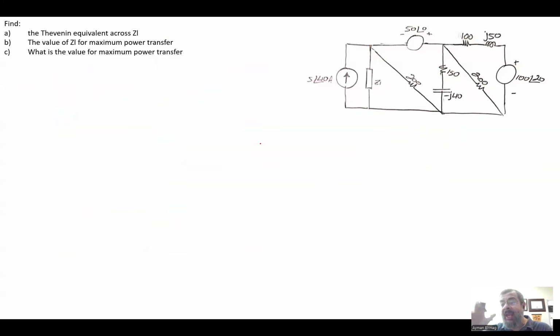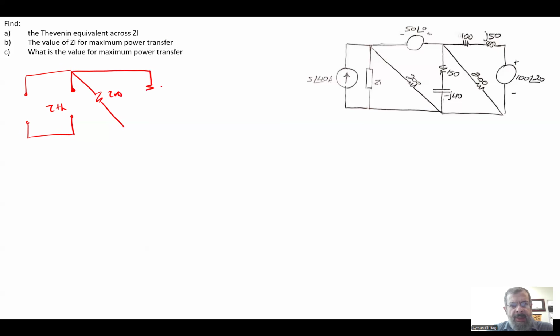Now, since we don't have any dependent source, I will kill all the sources. Current source will be an open circuit. Voltage source will be short circuit. So basically, this is your Z Thevenin. The current source here is an open circuit. Then I will have here the 200. This is a short circuit. This is 150, and this is minus j40. And then this is 100, and this is j50.